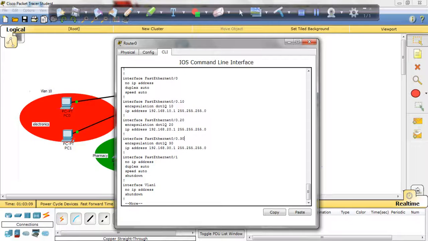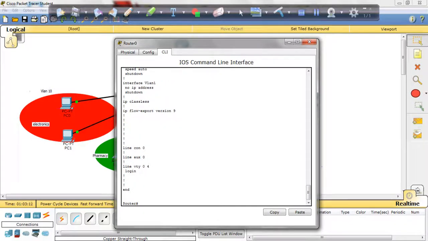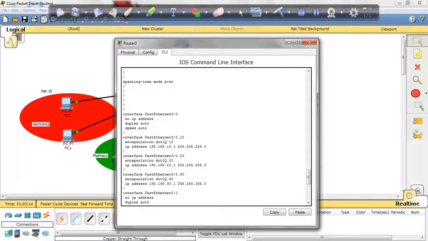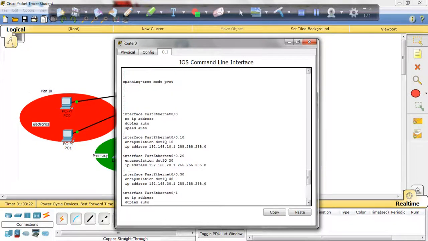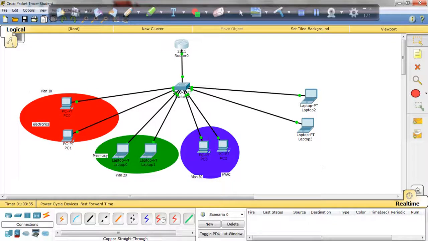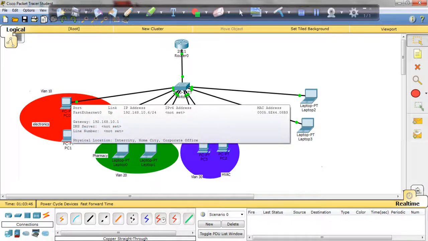Alright, so we've got that. We've got the encapsulation dot1q implemented on each interface. As you can see, let me go back up. Right here, encapsulation dot1q 10 for VLAN 10, 20 for VLAN 20, and 30 for VLAN 30. Now, the only thing that hasn't been done is these two laptops over on the side. They haven't been assigned to any VLAN, so that I can use this to demonstrate. But first, let's do this.